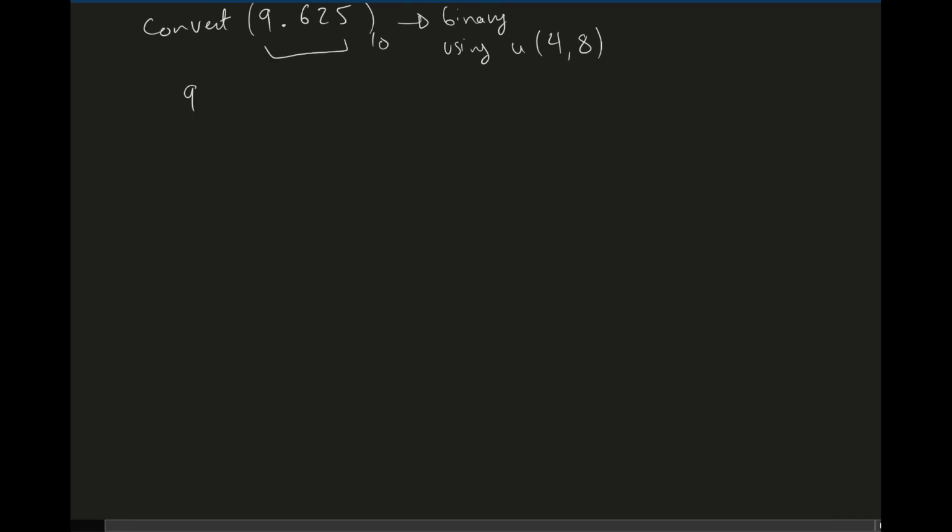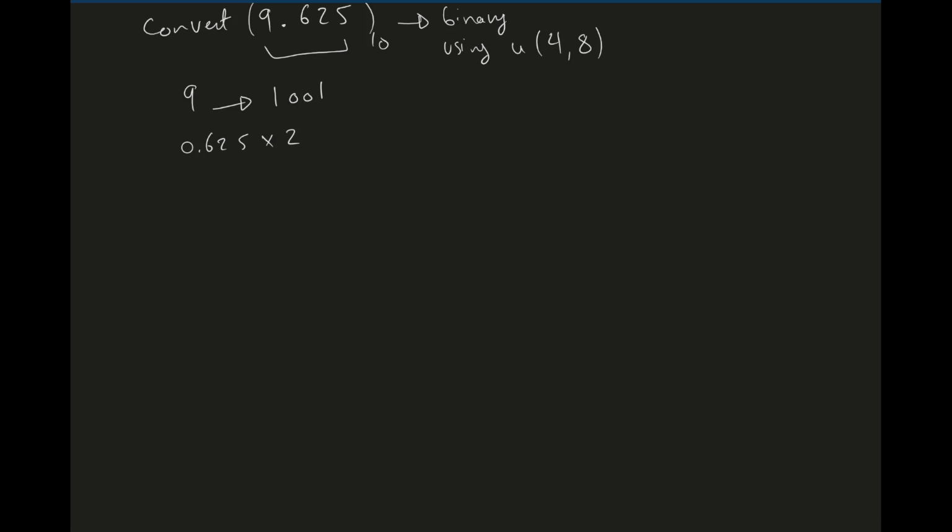So the integer part, 9, is going to be represented as 1001. Hopefully you guys know how to do this rather quickly. And then my 0.625, I have to convert it into binary. So I'll do this example one more time.